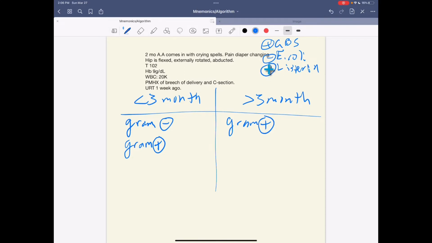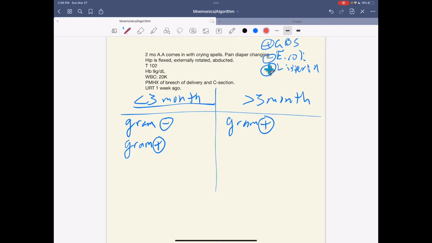So you're thinking about these types of things, and this is a mnemonic you can use to tell that septic arthritis in an under 3-month-old child, relatively newborn. Well, that's not newborn. Newborn is like under a month, that's called a neonate. But anyways, in an under 3-month-old child, you can have gram positive and gram negatives.